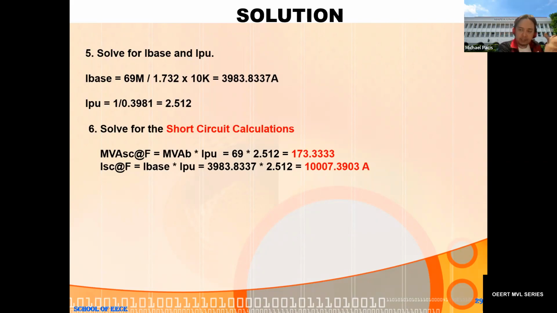Again, the values of MVA and Isc that we have already established are very important in how you will determine the specifications of your relays, rather your fuses and circuit breakers, in the next few slides. Okay, I think let's move forward.